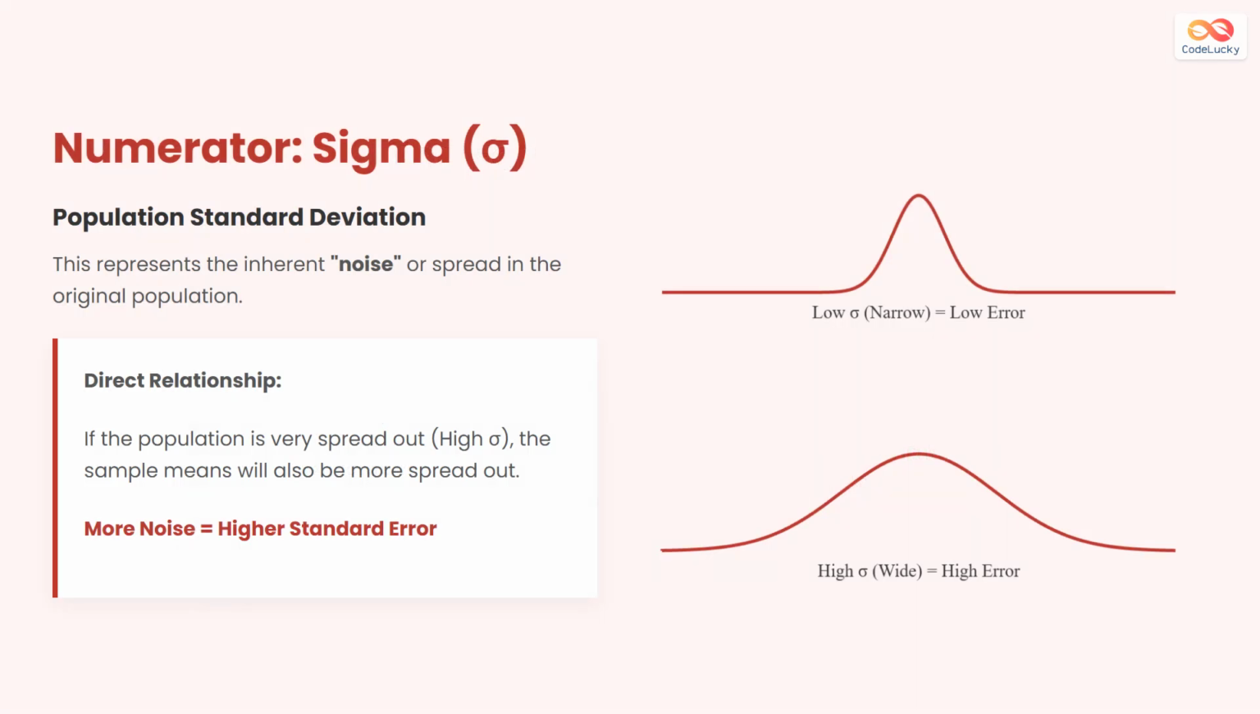Let's look at the top of the fraction, sigma. This is the noise factor. If your original population is very diverse and spread out, your samples will also be very different from each other. A high sigma leads to a higher standard error. Basically, if the individual data points are wild and unpredictable, it is harder to pin down the average.